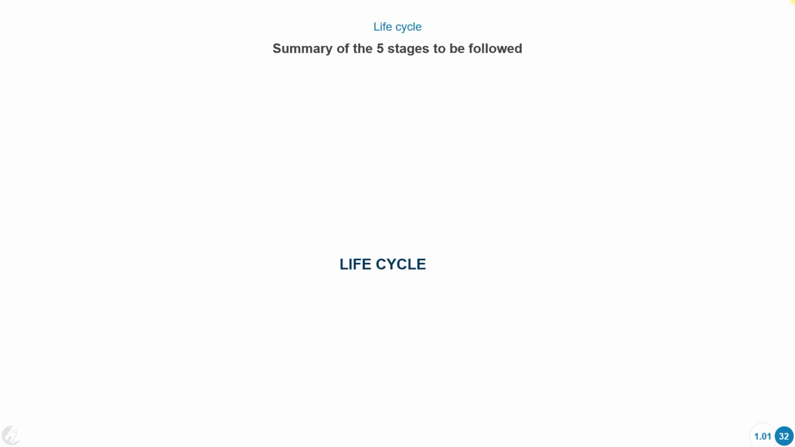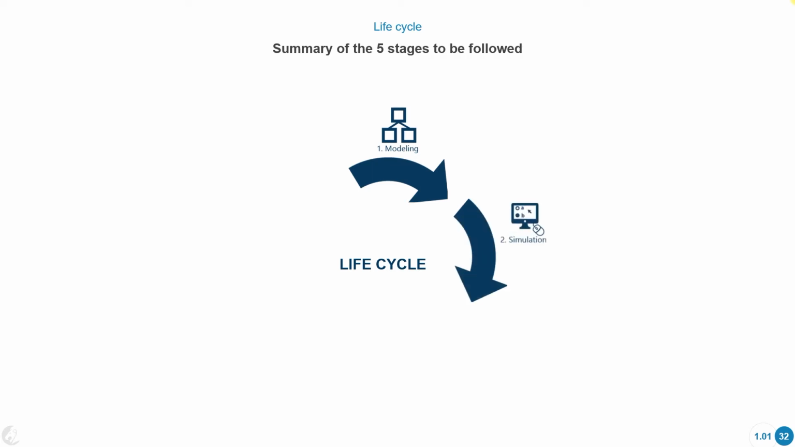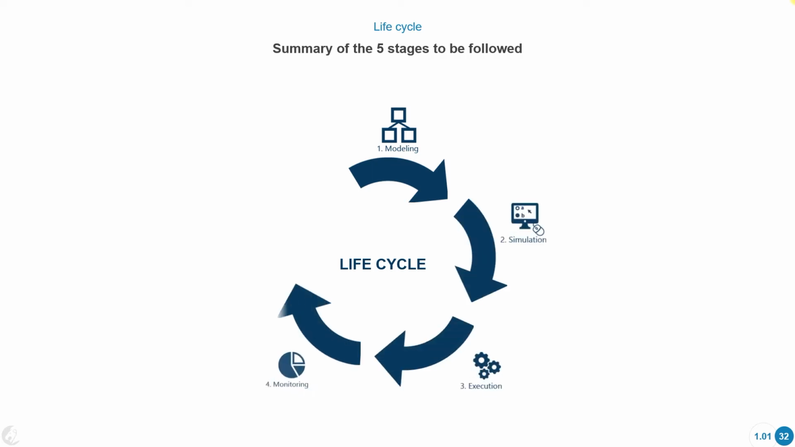Life cycle. Okay, so here we can see a summary of the 5 stages that we have to follow in the process life cycle. First, we'd have the modeling phase, then we have the simulation, execution, monitoring, and optimization. We're going to see each one of these in detail.